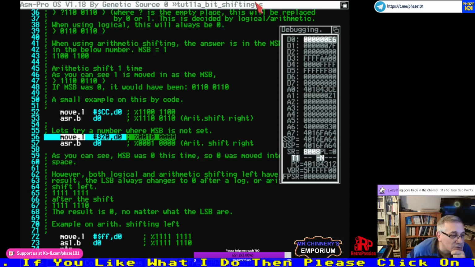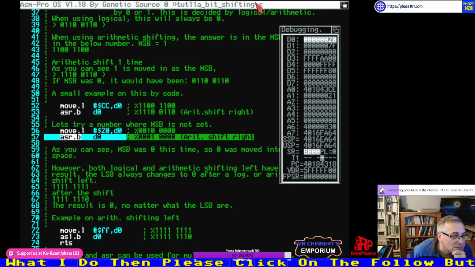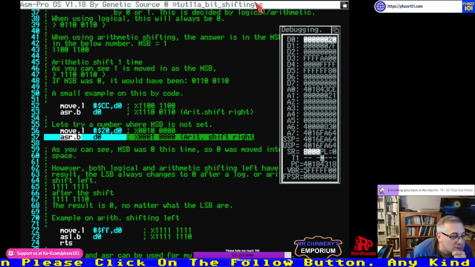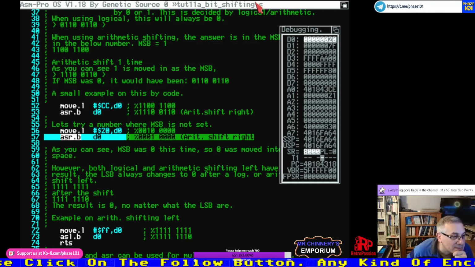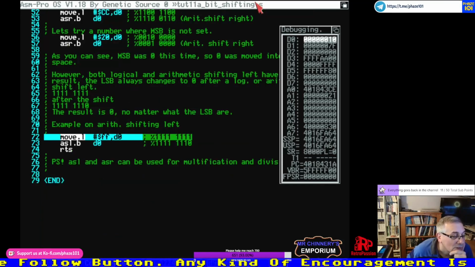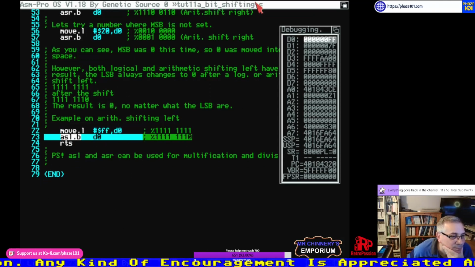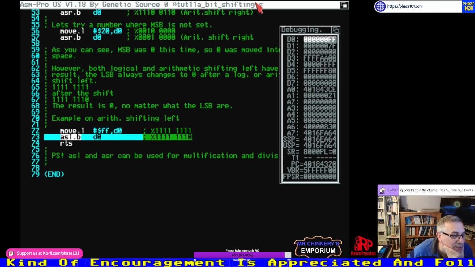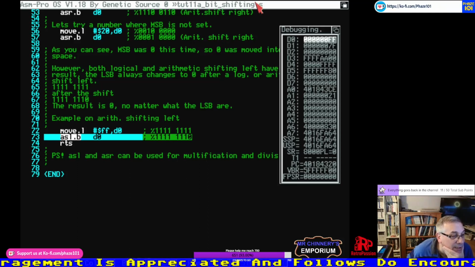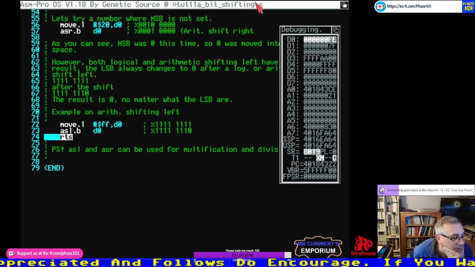We are moving 20 into D0, and we're doing another ASR. The most significant bit is also maintained because we have a 0. We are doing an FF into D0, and we are shifting it to the left by 1. Notice we get a 0 this time in the least significant bit.